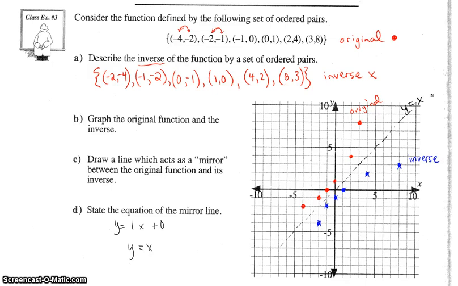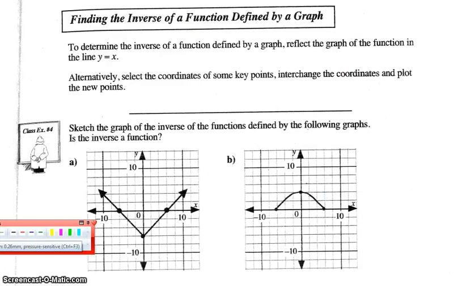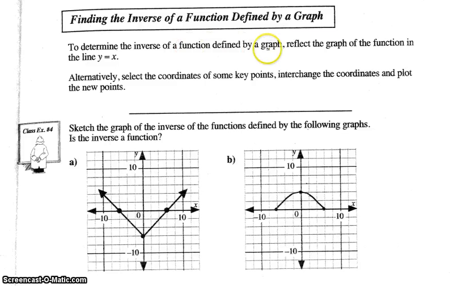Okay, let's look at the next page. Okay, here's another way we can represent a function, and that's to define it using a graph. So we're also going to find the inverse of a function defined by a graph. So to determine the inverse of a function defined by a graph, we're going to reflect the graph of the function in the line y equals x, because we discovered on the last example that's the line of which it's reflected over.